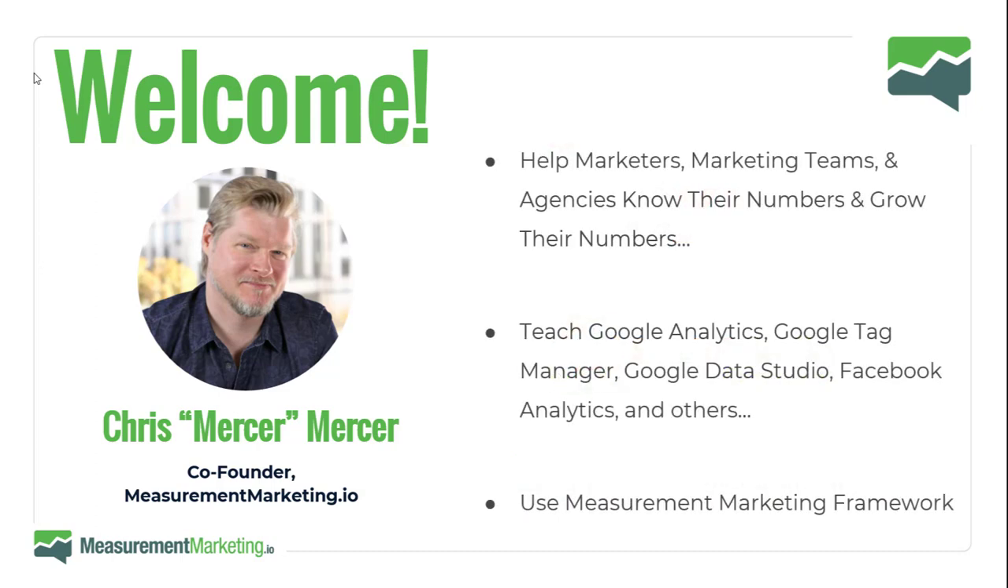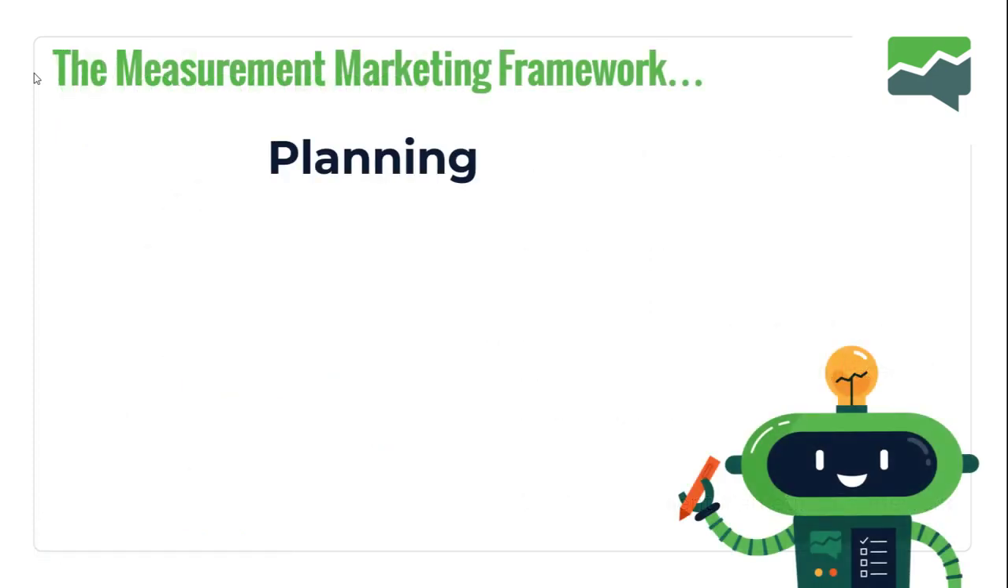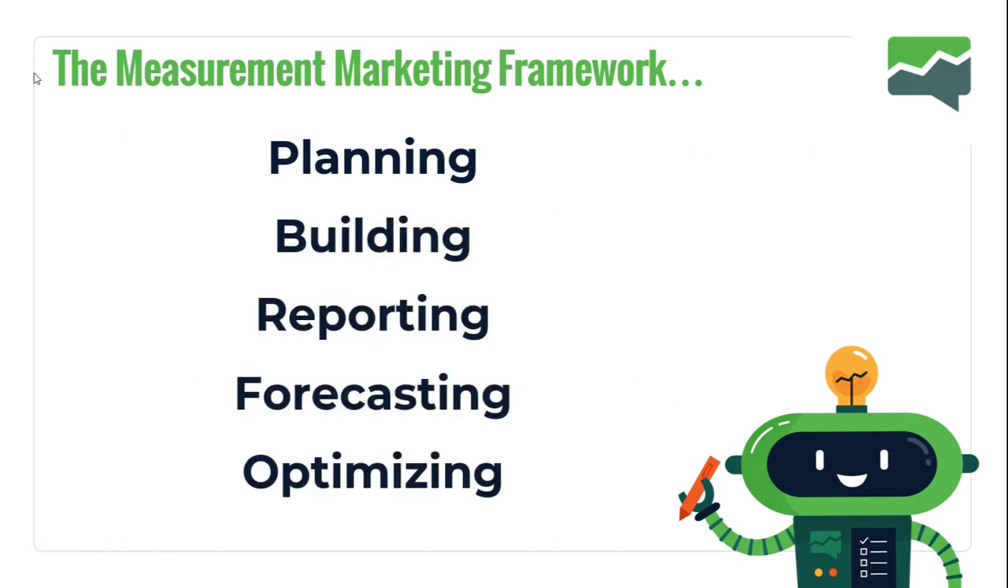Now, our main job here is to help marketers, marketing teams, and agencies know their numbers and grow their numbers. And we do that by helping you learn how to use these tools and specifically putting them into the measurement marketing framework. Now, we're going to cover this very quickly here. That framework is planning, building, reporting, forecasting, and optimizing. So first you plan ahead, then you do your build, your implementations, then you gather all that data into a report. You look at that report, you begin to forecast your near future, and then you measure against your forecasts, and that's where you will know what to optimize. That's how that whole thing works.